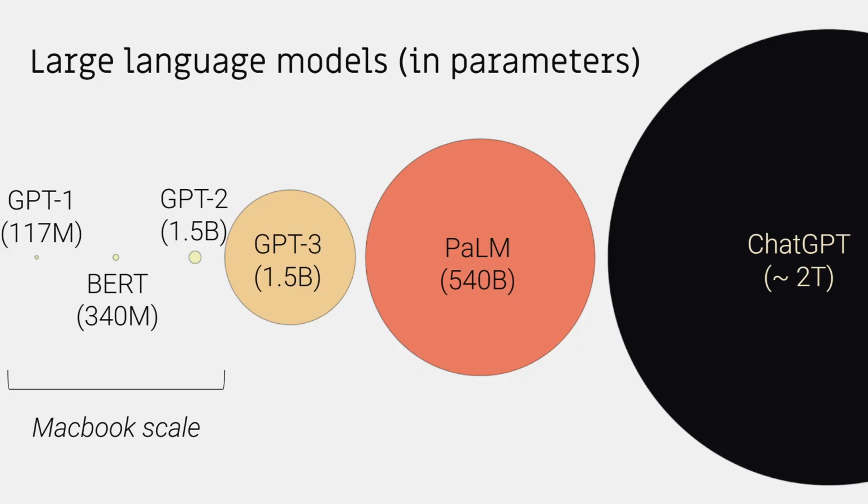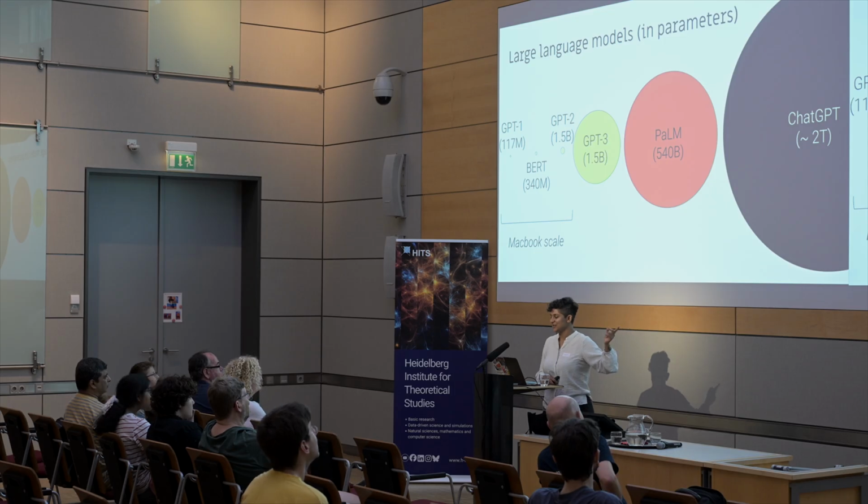So GPT-1, which is at this point a very old model, had 117 million parameters. And GPT-3 had 1.5 billion. And now ChatGPT, we don't actually know exactly how many parameters it has, but it's been estimated from 2 trillion parameters to 8 trillion parameters. And I drew the smaller version because I still wanted you to be able to see the other circles when I drew this on the slide.